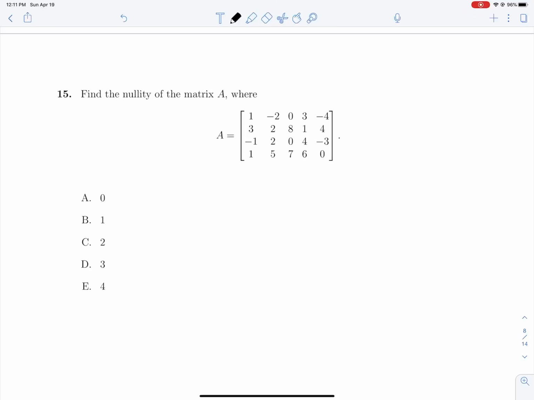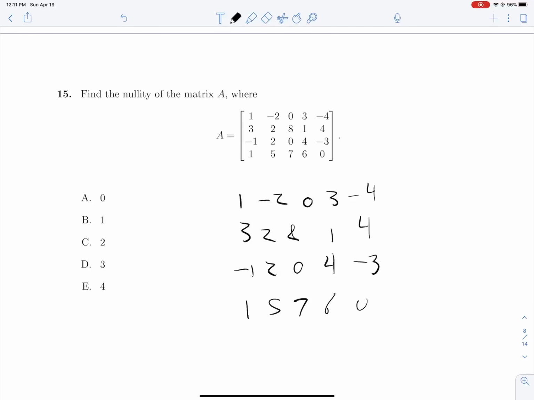Let's find the nullity of A, which means a lot of row reduction. So let's get going. The matrix is: 1, -2, 0, 3, -4, 3, 2, 8, 1, 4, -1, 2, 0, 4, -3, 1, 5, 7, 6, 0. Whenever I write something as big as this down, I always have to double check all of my entries. Okay, we're good. Let's add row 1 to row 3.